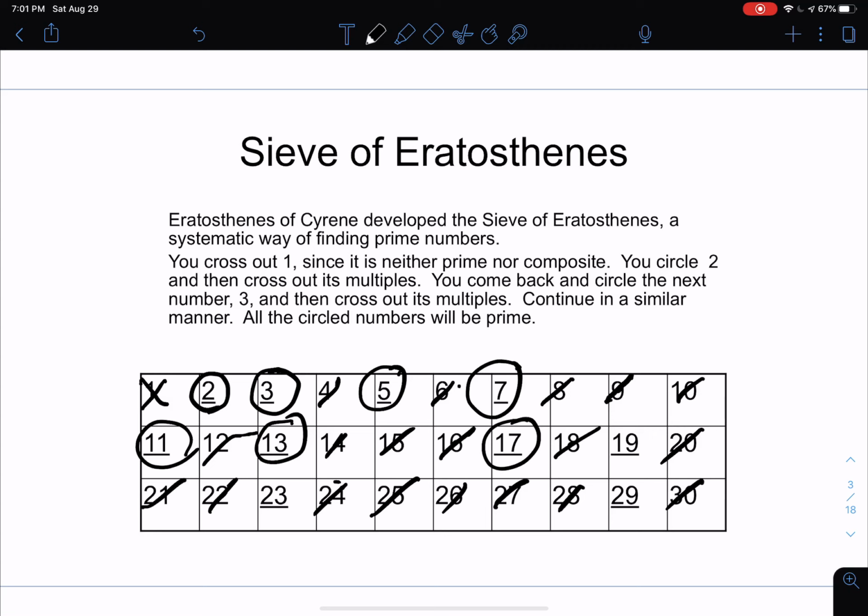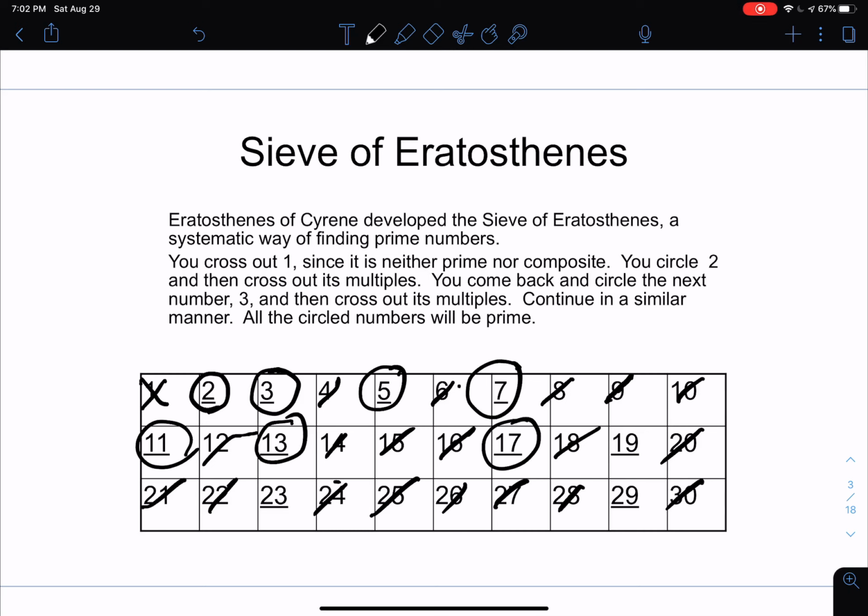17 is the next available one. 17 times 2 is 34, which is off the chart. So since you're already off the chart with 17 times 2, all of the remaining available numbers are going to be prime. Because at this point, you're not going to be crossing out anything else, because you'd be off the chart.